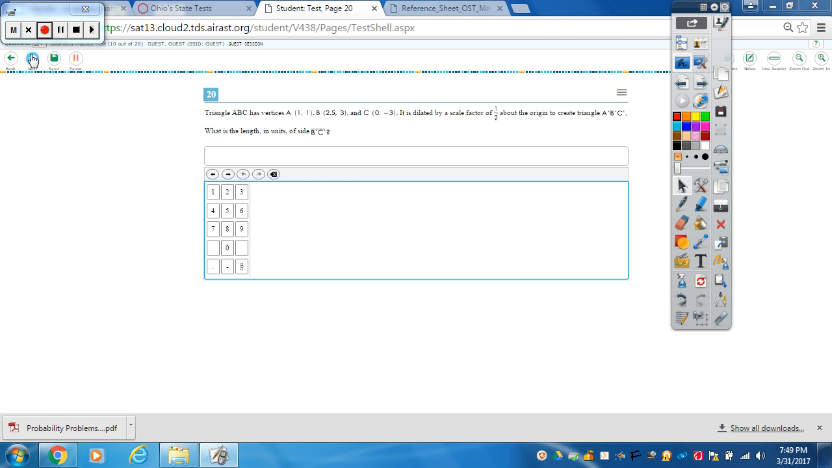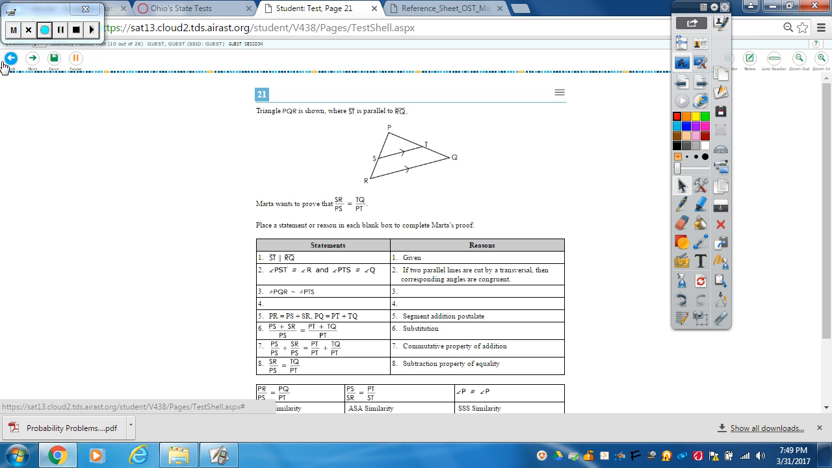We've got number 21 now, and here's what we have. We have another little proof here that we have to fill in the information on. And so it says this. We have these lines that are parallel. So let me just read the beginning. Triangle PQR is shown where ST is parallel to RQ. Marta wants to prove that SR over PS is equal to TQ over PT. Now, if you remember earlier this year, we proved this one in class. And so place the statements or reason in each blank to complete Marta's proof.